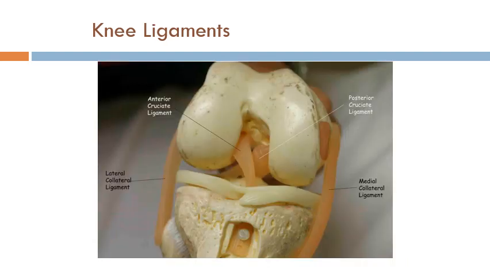Here's a picture looking at it from a model perspective, like the models that we look at in class. Here you can see all of those ligaments. Again, you have your ACL here coming in this direction. You have the PCL, same as we talked about before, your medial collateral ligament here, and then here's your lateral collateral ligament.